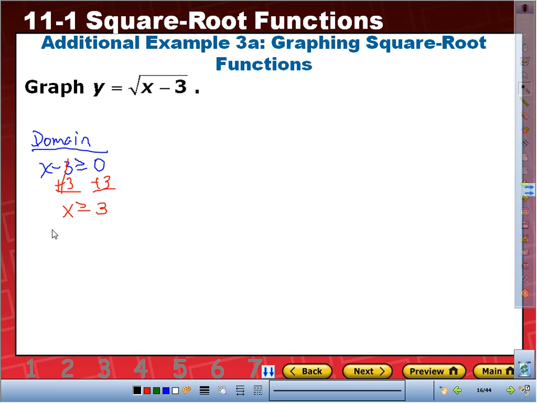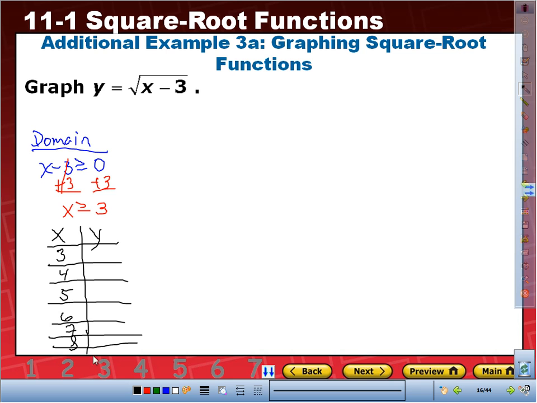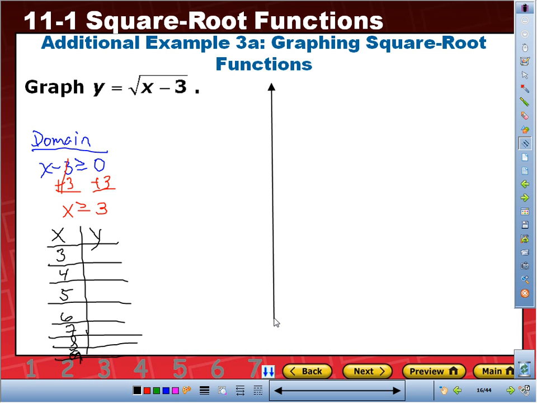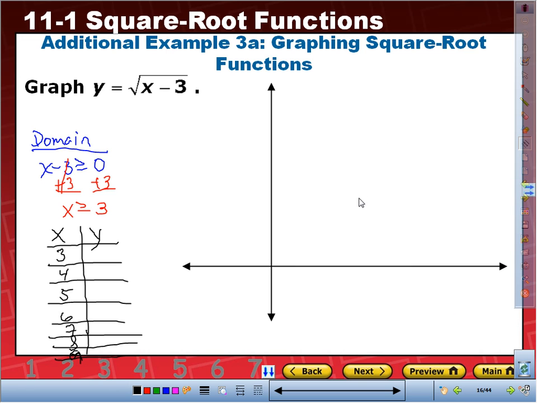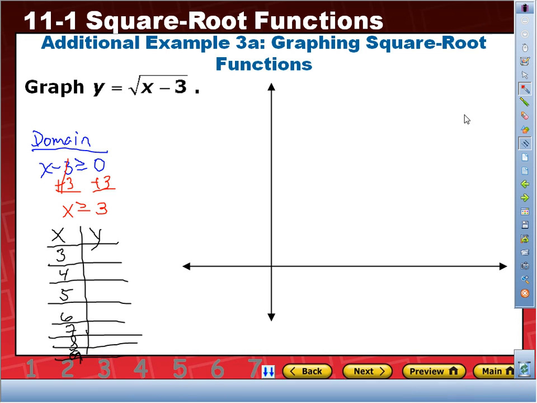From there, we build our table. X, Y. What are my values that I start with? 3, 4, 5, 6, 7, 8, 9, and I'll stop right there. All right, so let's fill our table first. Actually, let me build my coordinate plane. And by the way, who noticed that the graph was only on the first quadrant? That means we only need this area. We don't need these over here.